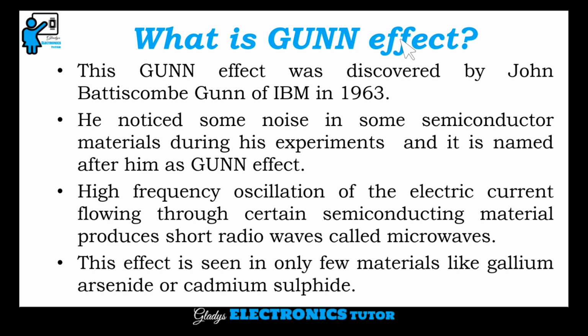So what is the Gunn effect? This Gunn effect was discovered by John Battiscombe Gunn of IBM in 1963. He noticed some noise in some semiconductor materials during his experiments and it is named after him as the Gunn effect. So high frequency oscillation of the electric current flowing through certain semiconducting materials produces short radio waves called microwaves. This effect is seen in only a few materials like gallium arsenide or cadmium sulfide.